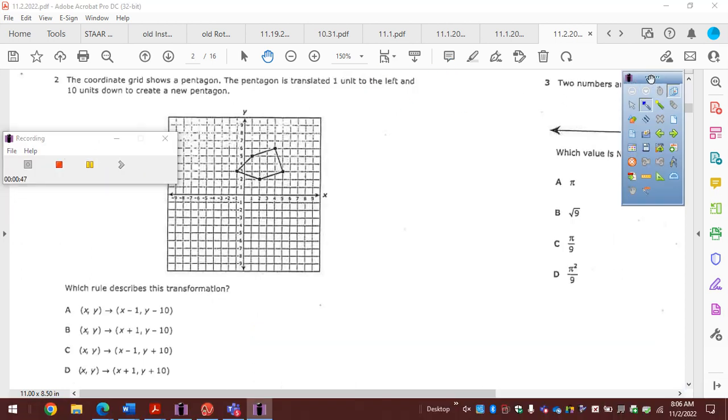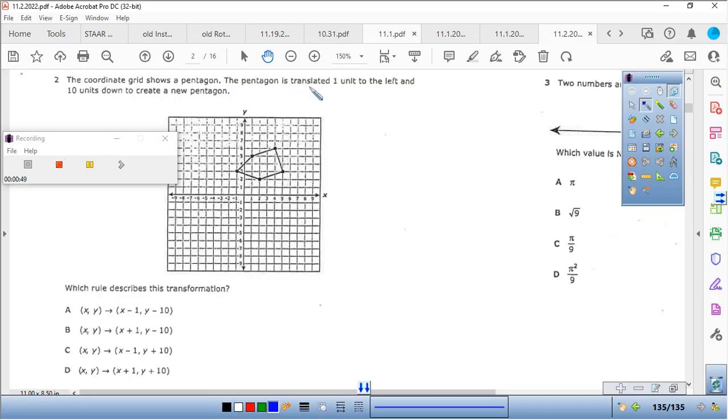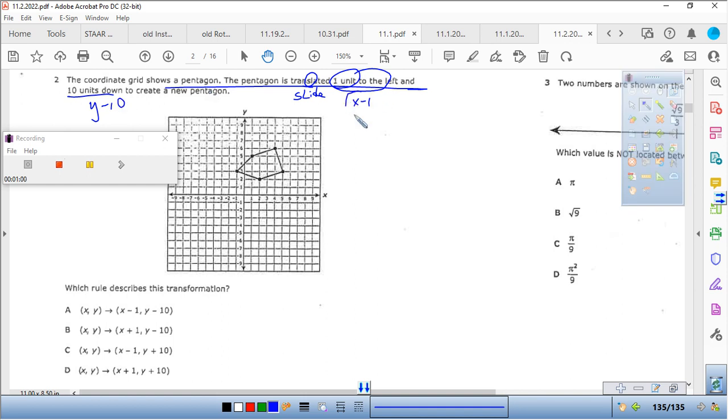Okay, this one is to be translated. It's a slide. Translated 1 to the left, so it's going to be x minus 1, and then 10 units down, it's going to be y minus 10, so we're looking for x minus 1, y minus 10, also known as minus 1, minus 10. Now that's to the right, this is left, yes, and up 10, so this is A.